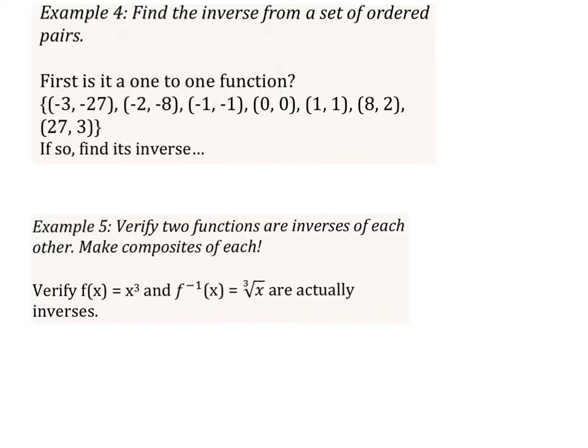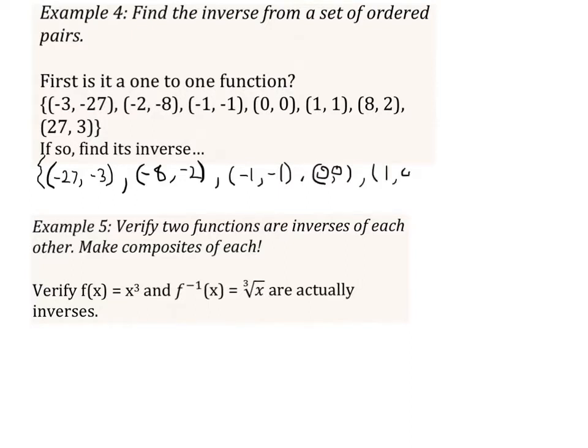Then we want to find the inverse. So I'm just going to list. First point was -3, -27, so now we have -27, -3. Then we have -8, -2, -1, -1, 0, 0, 1, 1, 2, 8, and 3, 27.